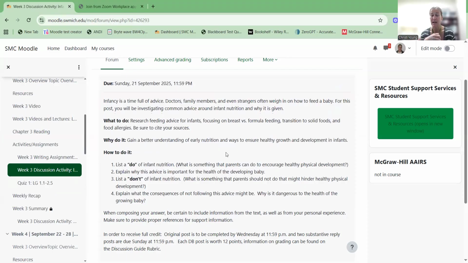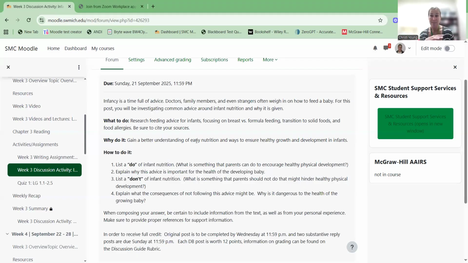I cringed when I would see even my very well-meaning in-laws or their grandparents doing, here, have a strawberry. And I know that doesn't sound bad, but there's certain ages and stages for different fruits and foods. So I want you to dig into this and deeply look at what the do's, if you will, of infant nutrition are, or something that parents can do that will encourage healthy physical development. And I want you to know and explain why that is important to the health of the developing baby.